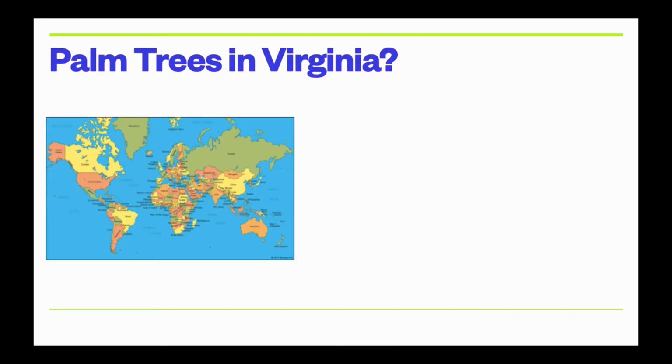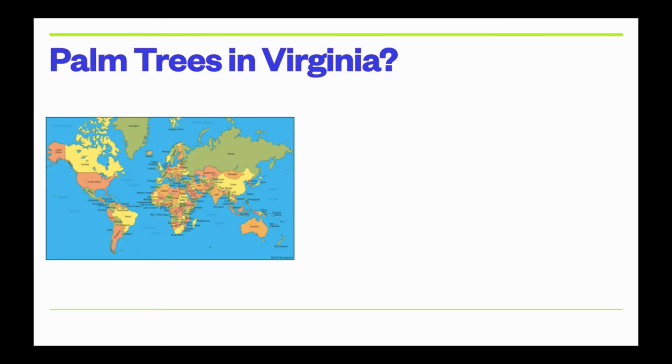Okay, so here's our first idea. Everybody knows what a palm tree looks like. Do we have palm trees in Virginia? I want you guys to think about that for a minute. Do you see palm trees anywhere in the state of Virginia? All right, and how does this connect to a property of water?